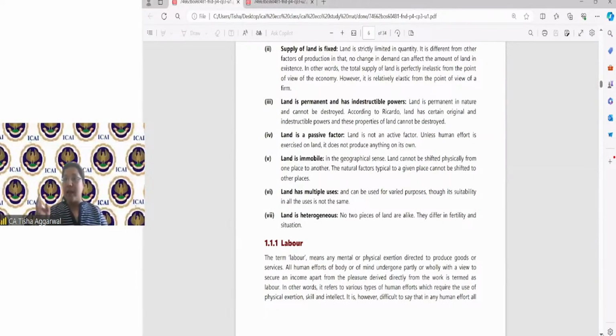And last, it is heterogeneous. Two lands cannot be absolutely the same. They might differ in fertility, they might differ in situation, they might differ in location, etc. Okay.